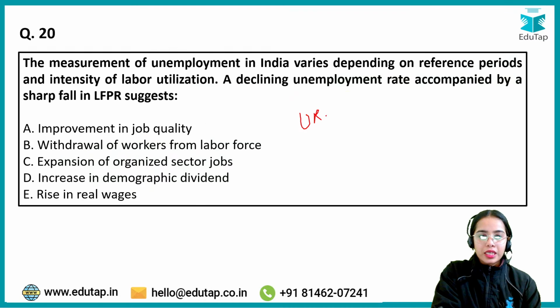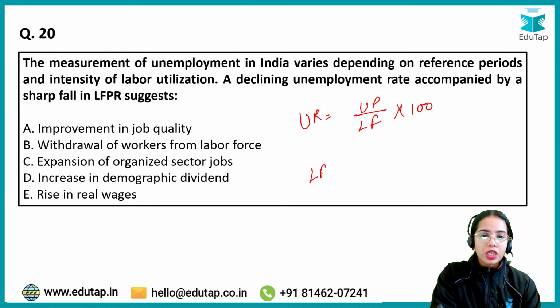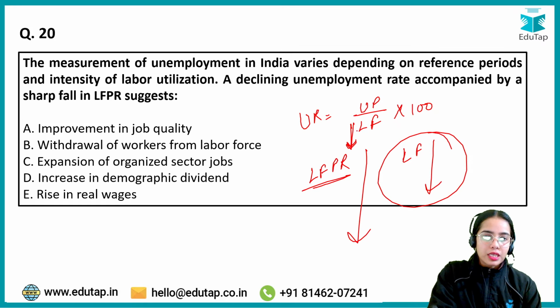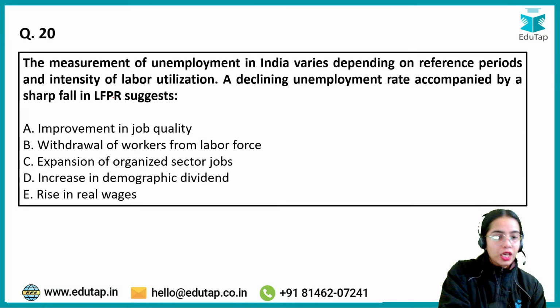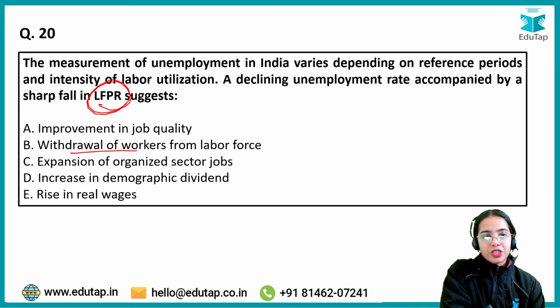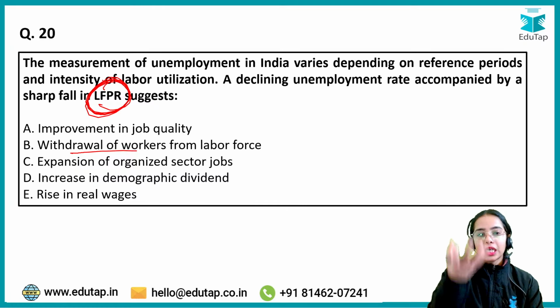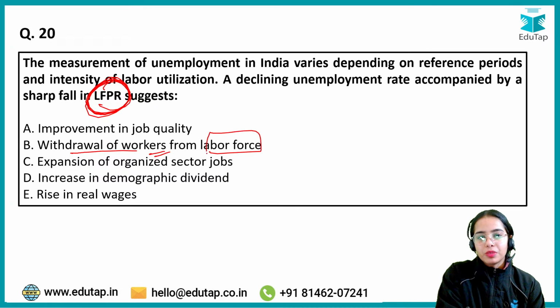Unemployment rate is basically the percentage of unemployed people out of the labor force. If the labor force participation rate is decreasing, that means the labor force is decreasing. So if the labor force is decreasing, it shows that the unemployment rate is decreasing. So, withdrawal of workers: the labor force participation rate has dropped, the labor force is less now. That's why there is withdrawal of workers from the labor force, and this shows a declining unemployment rate.